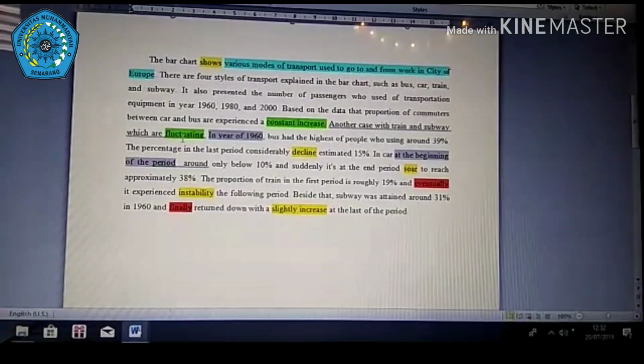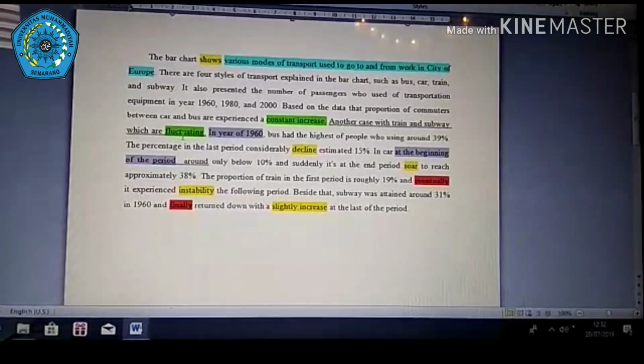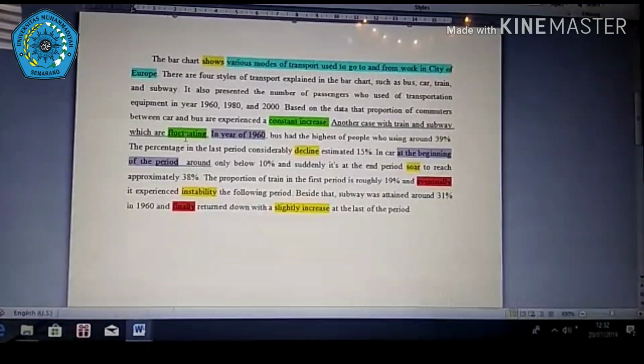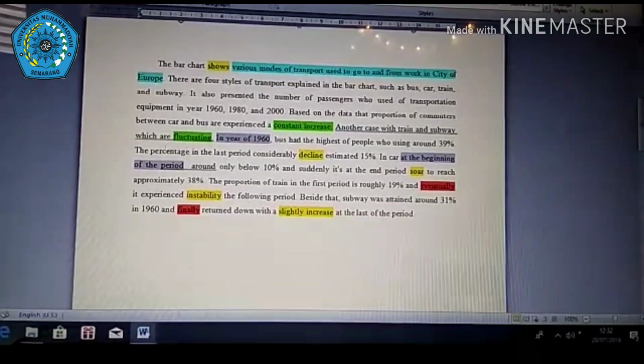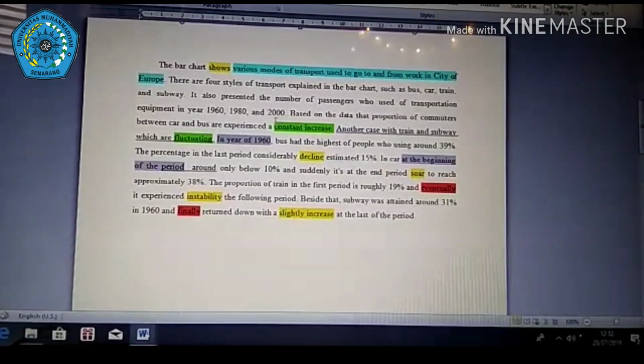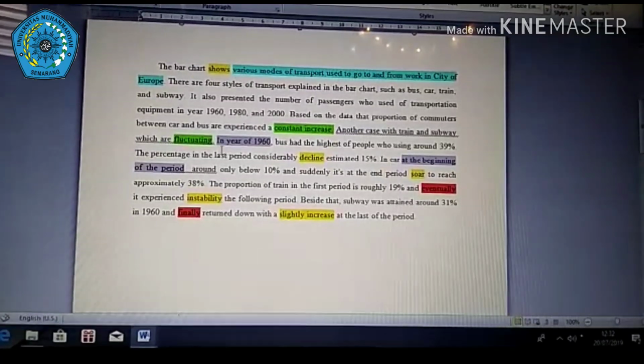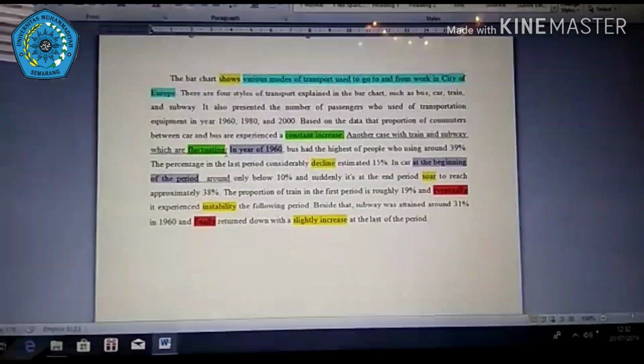Okay, keep in mind that using the same word will reduce your score. So that is the reason why describe becomes show, types becomes modes, commuters becomes users. The existing data is divided into 2 large groups, namely constant and fluctuating data, like I colored in green. Constant, increase, and fluctuating, like this.